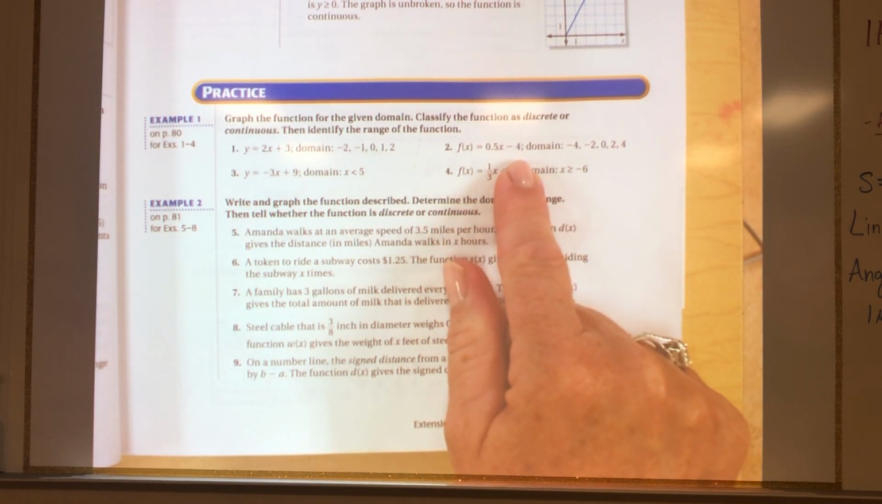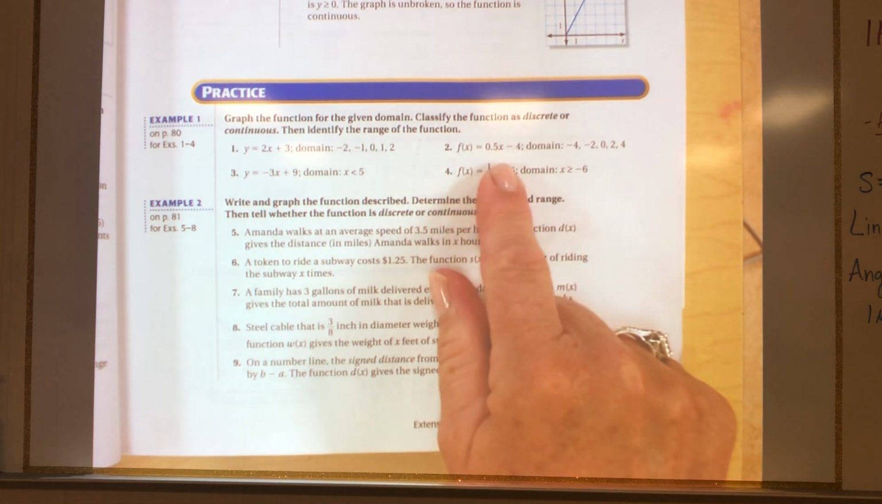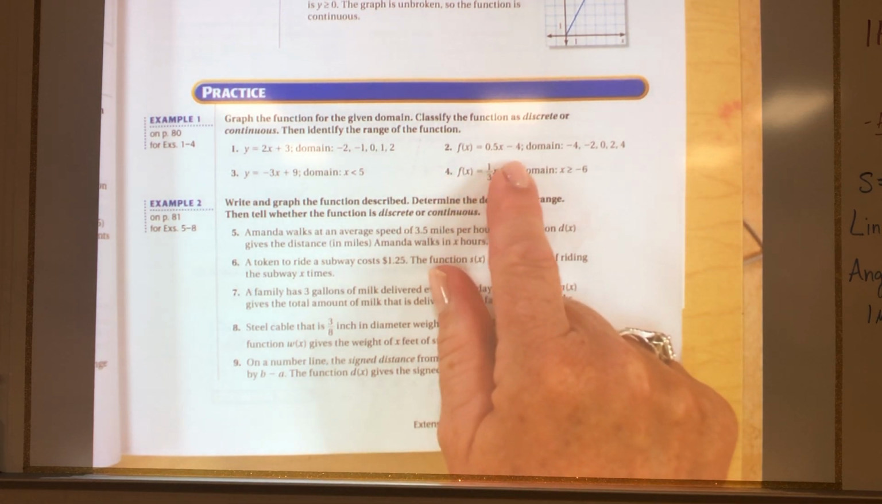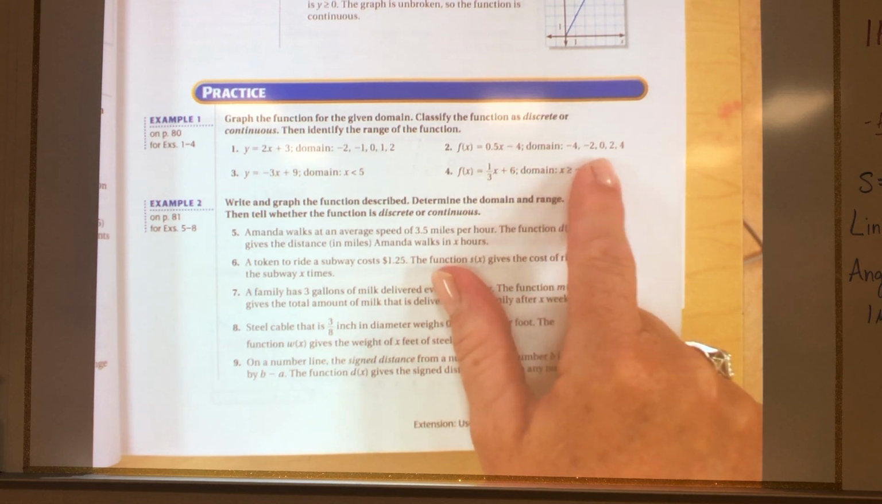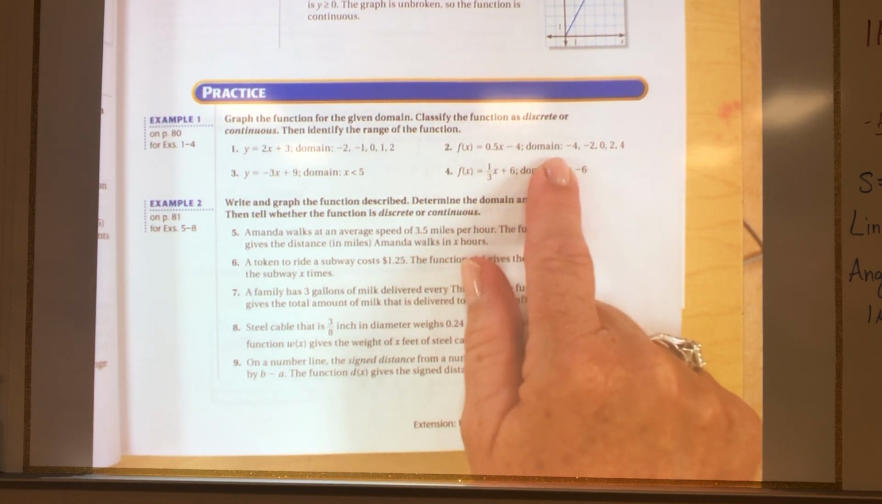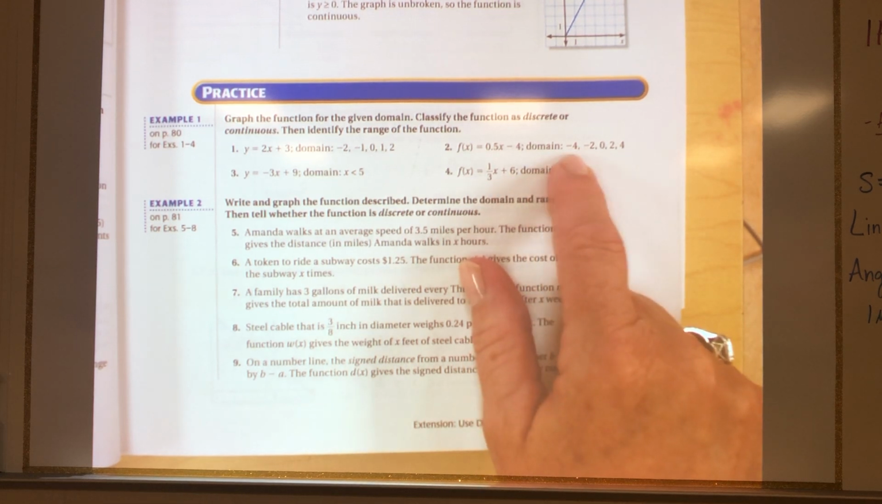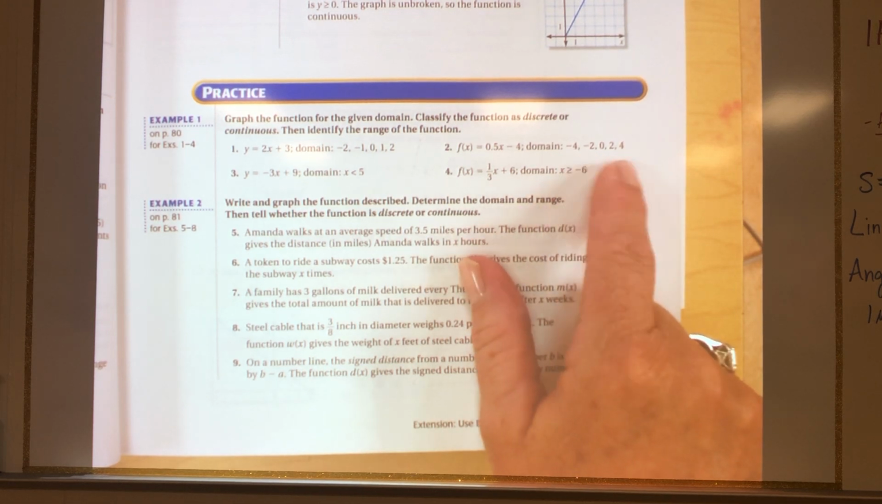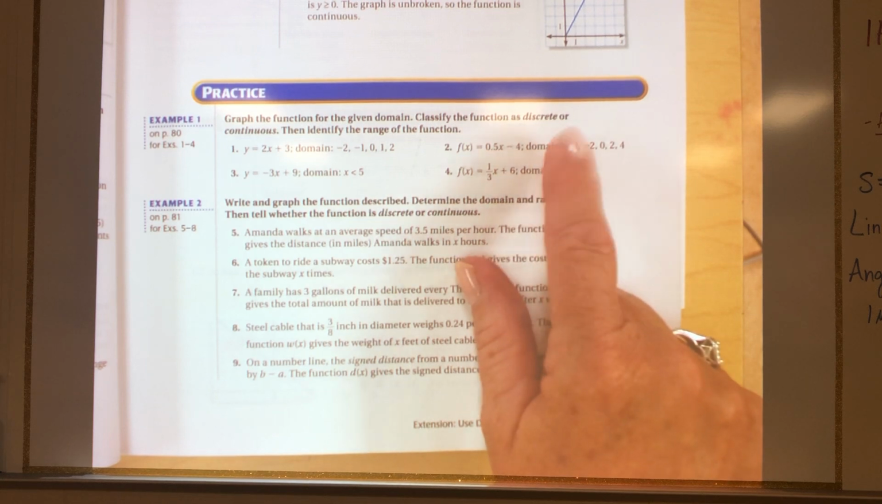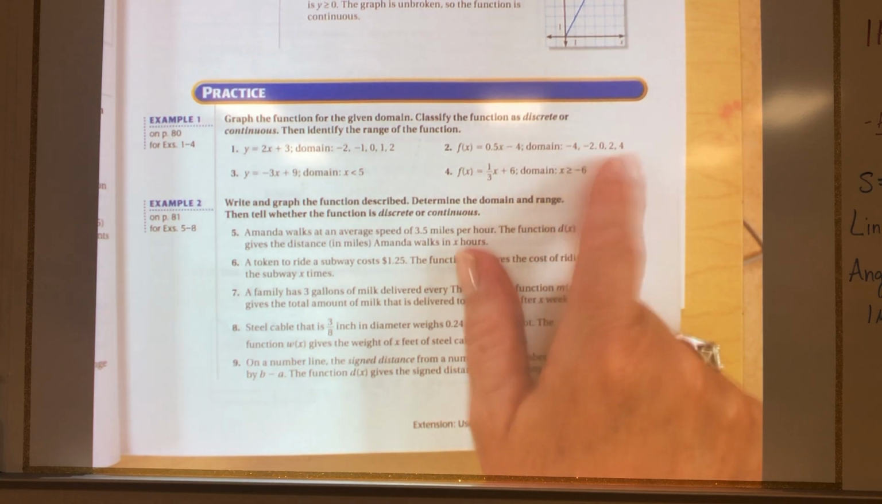So number 2. They give me the equation f of x is equal to 0.5x minus 4, and my domain is -4, -2, 0, 2, and 4. Discrete or continuous? Tell me why. Yeah, it's just got these integers, -4, -2, 0, 2, and 4. Now they don't have to be integers, do they? But it's just got these specific points. It's not anything in between. So what am I talking about? What's it gonna have to be to be continuous? It's gonna have to be an inequality.